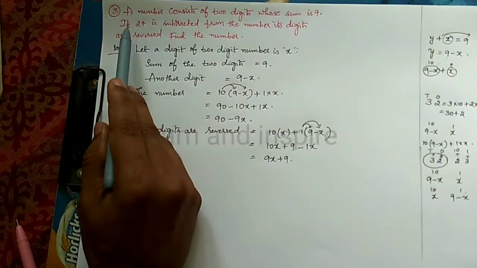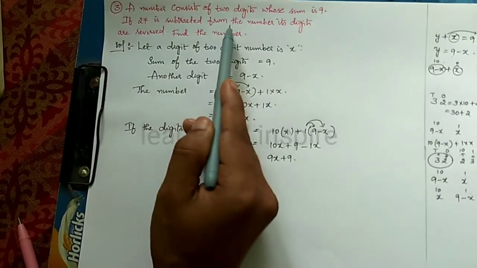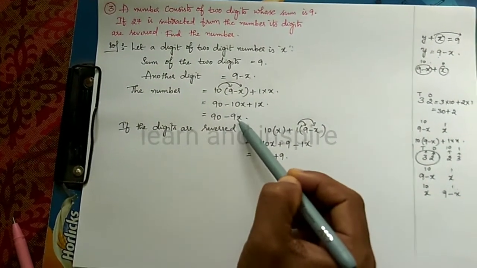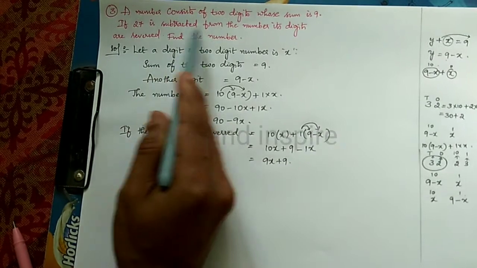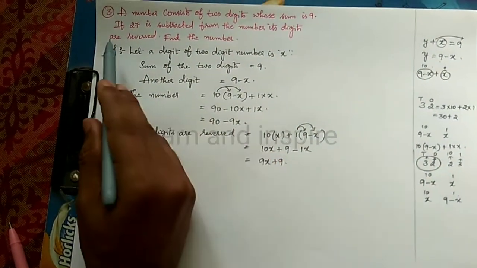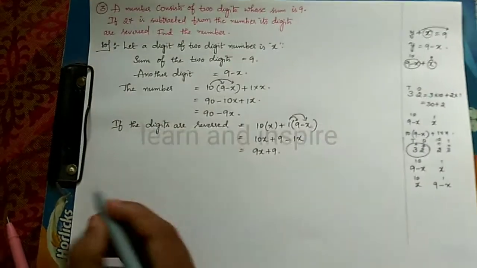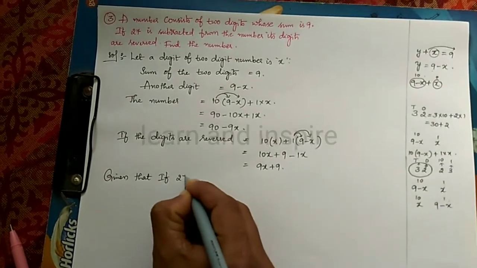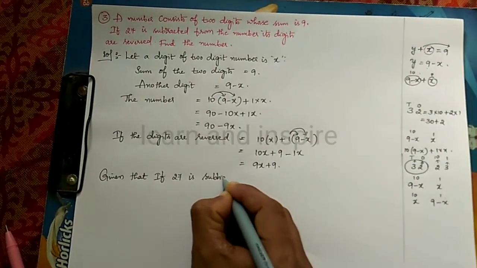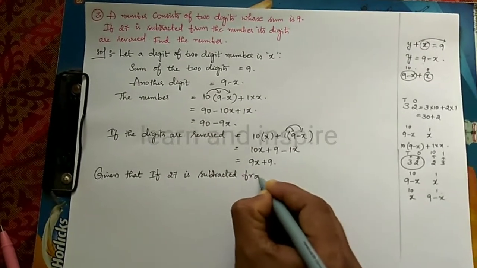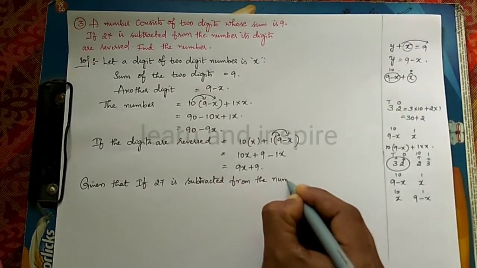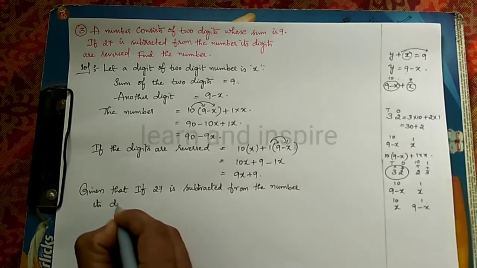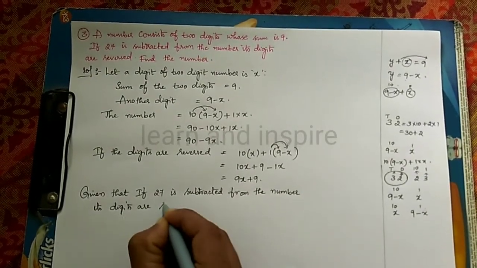Now go to the question again. If 27 is subtracted from the number, so which number? This is the number: 90 minus 9x is the number, and 27 is subtracted from the number. Okay, the digits are reversed. We have to find that number. So what is given? Given that if 27 is subtracted from the number, its digits are reversed.